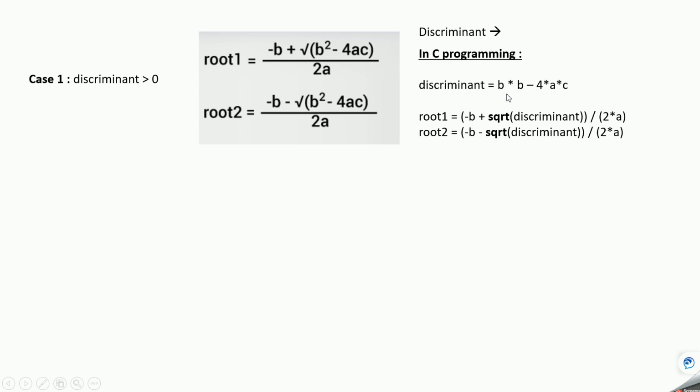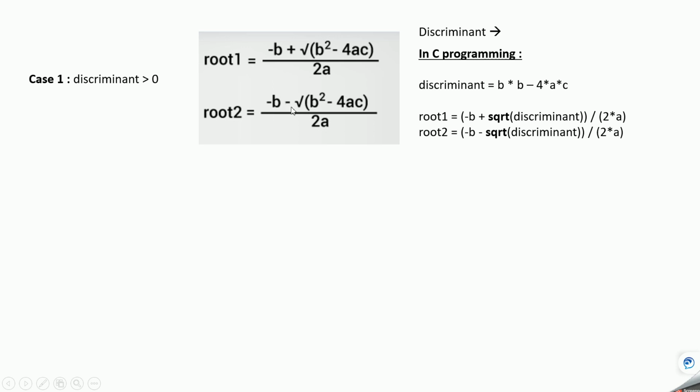Minus b plus square root, because in a C program we use the square root function to find the square root of this discriminant. So here you can see this. Now it is the square root of this discriminant, and then we are closing this and then dividing by 2 into a. So similarly, root 2 will be similar to this.